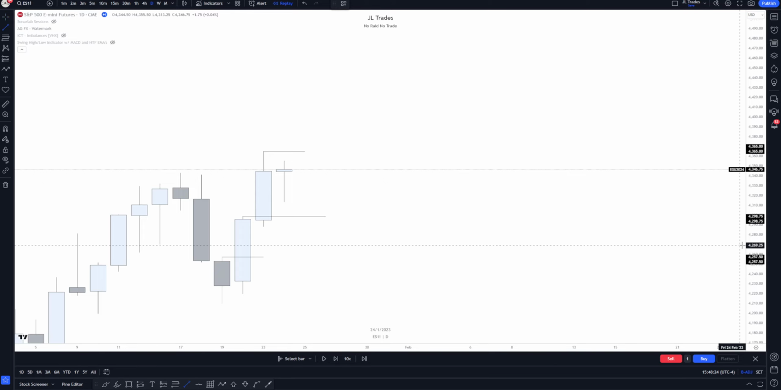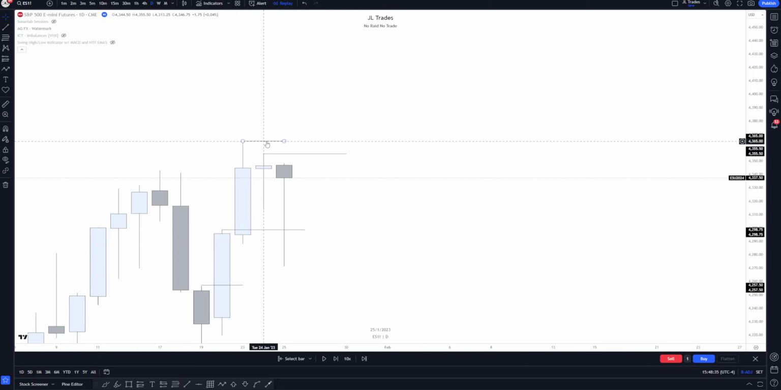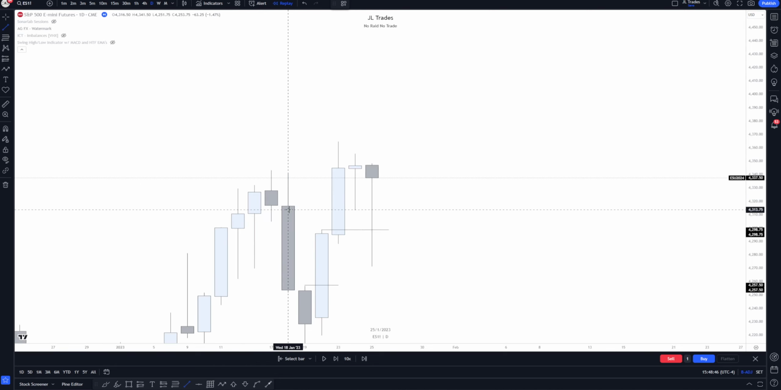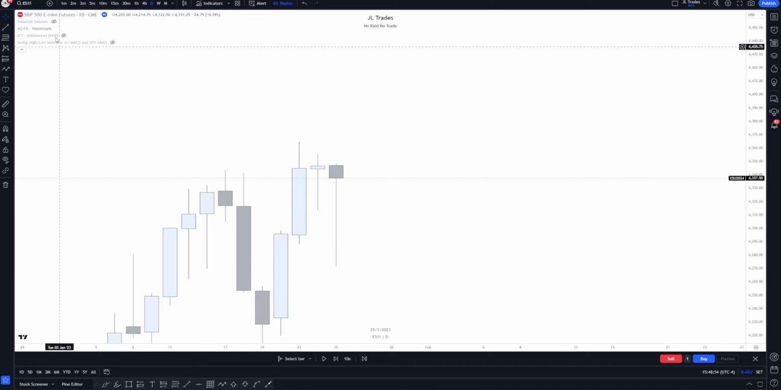What can I expect for price to do? I would expect price to take the high. Sorry, my headset died. So we failed to take previous day high. Obviously, if you see there's a fair value gap there, guys, just pointing out, use these things together as your advantage. We take previous day low, but we close back within the range.